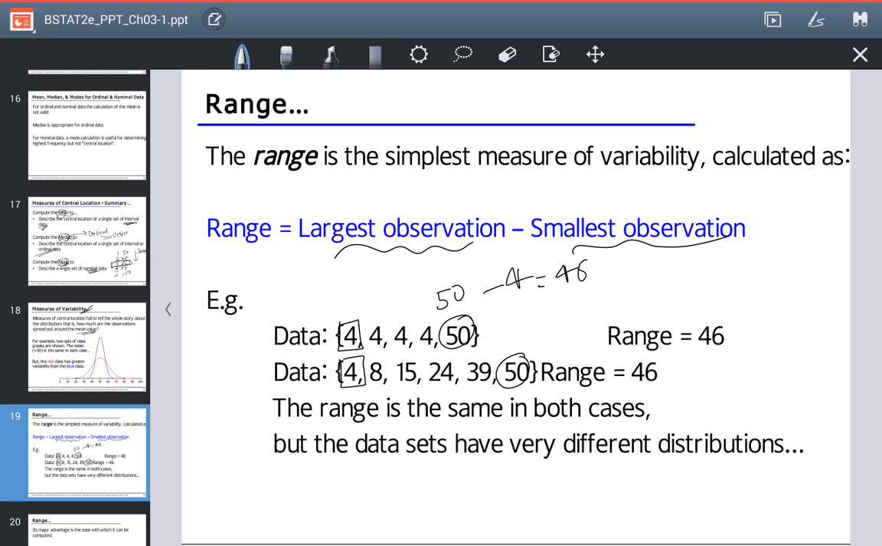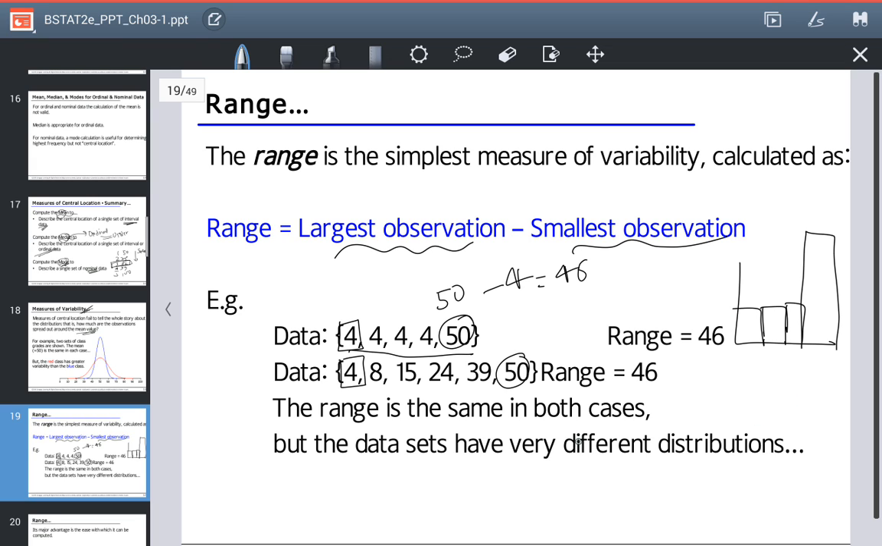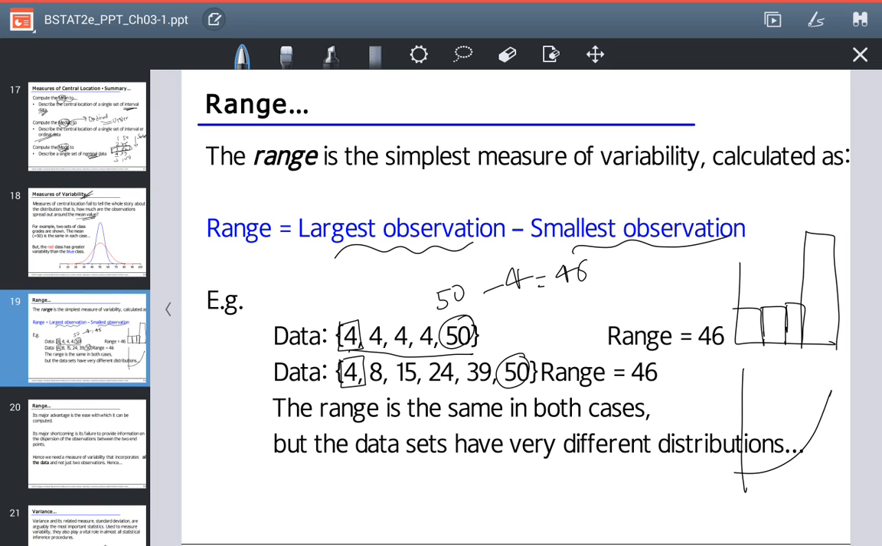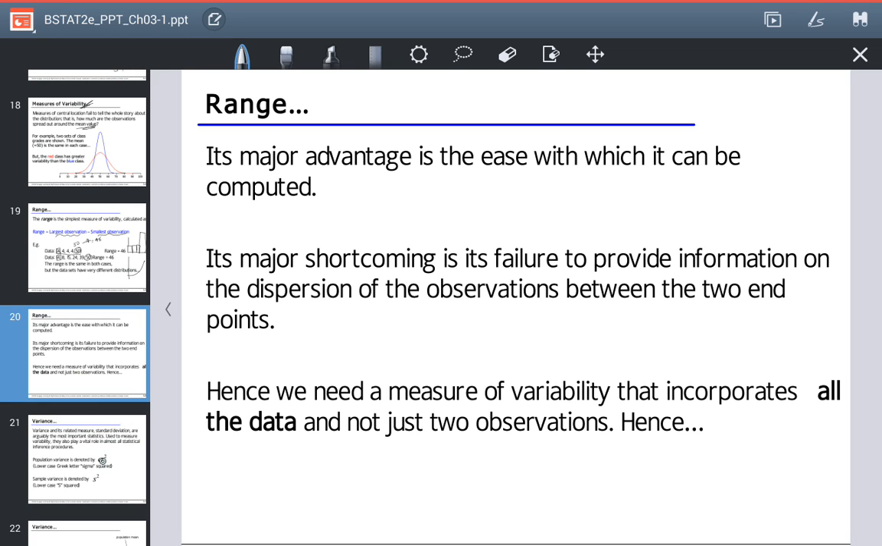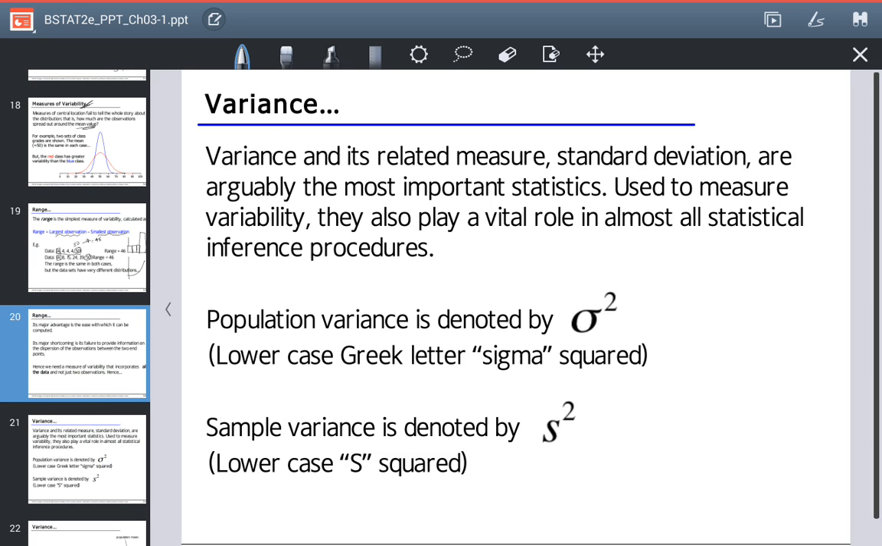Okay. So again, this is a very simple measure for variability. It might not be suitable because it doesn't tell you the entire story about this data. This data more or less looks uniform, a bunch of 4s and a 50, while this data more or less looks exponentially increasing, some kind of thing. Okay, so just knowing the range might not be sufficient. So we have to develop some kind of measure to find out what the variability is in the data set.